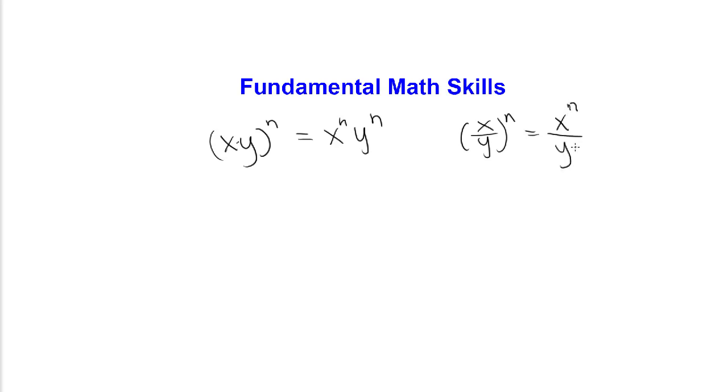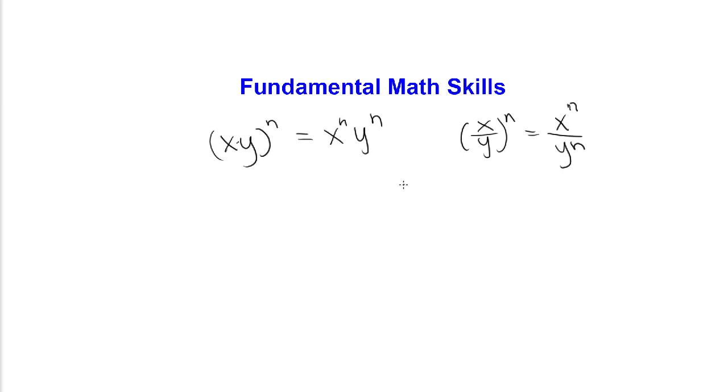Now we start getting a little more interesting. My expanded power rules. X times y raised to some n power. Well, it's almost like I'm distributing the exponents through multiplication. X to the n, y to the n. And x divided by y to the nth power. Well, again, it's x to the nth divided by y to the nth.